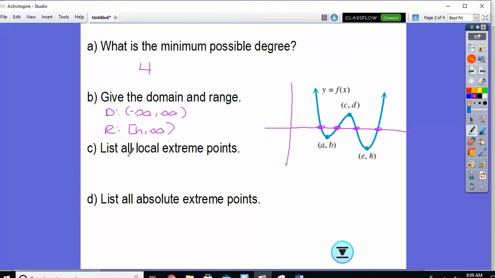Okay, local extreme. So this is talking about local max and local min. Those are not necessarily the highest or lowest on the entire graph, just higher or lower than the points around them. How many local maxes do we have on this graph? Just one. What is it? C, D. I told you you could either list the ordered pair or just tell me the y value, so you could say D would be fine. How many local mins? 2. What would they be? A, B.